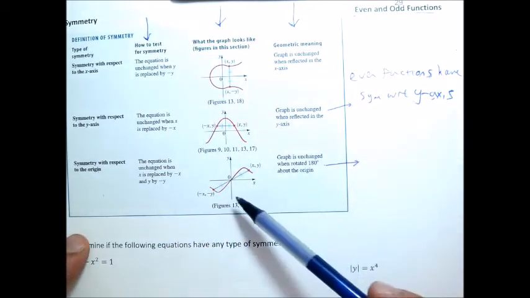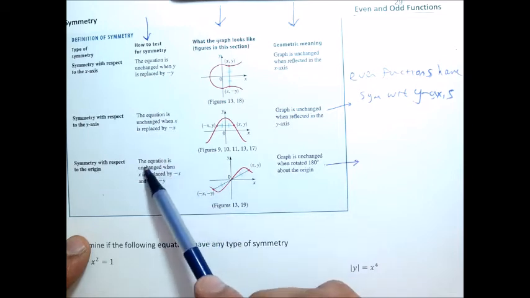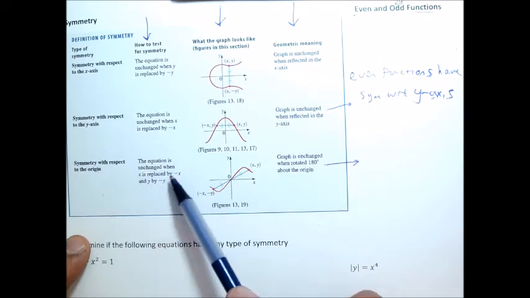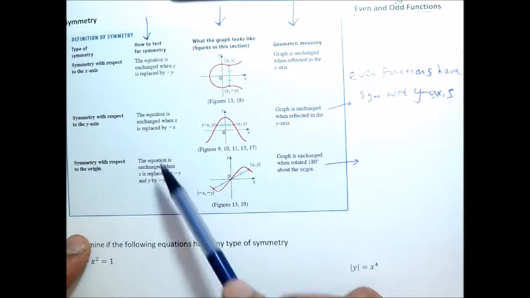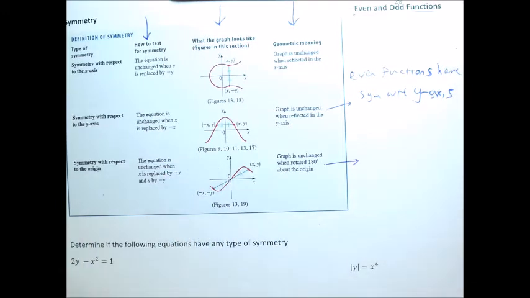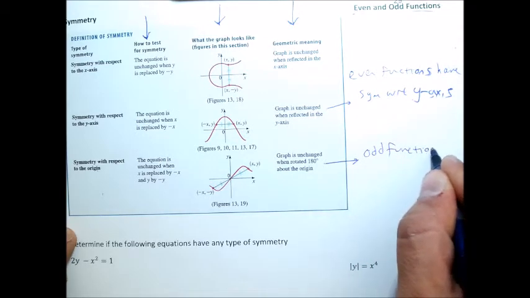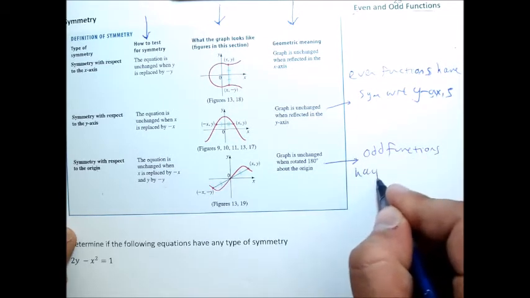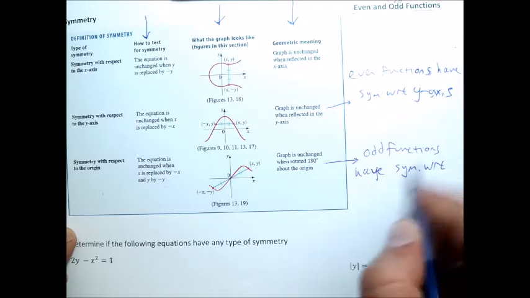So it's a little harder to visualize, but the way we test for it is we do both of the previous things. The equation is unchanged when x is replaced by negative x and y is replaced by negative y. We do both of those things, and if the equation stays the same, we have symmetry with respect to the origin. And as far as even and odd functions, these are odd functions. So we say that odd functions have symmetry with respect to the origin.